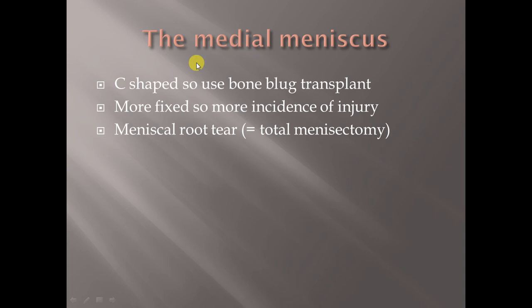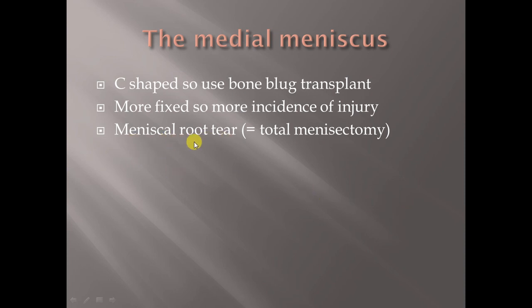Regarding the medial meniscus, it is C-shaped. The anterior part is farthest away from the posterior horn. So if you want to do a transplant, you will use the bone plug technique. It is more fixed, the capsule is attached all over its length without an intervening tendon or ligament as on the lateral side, so there is a higher incidence of injury.